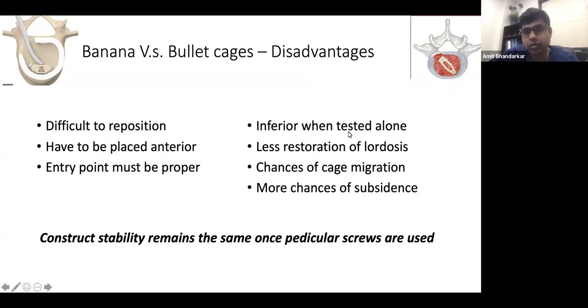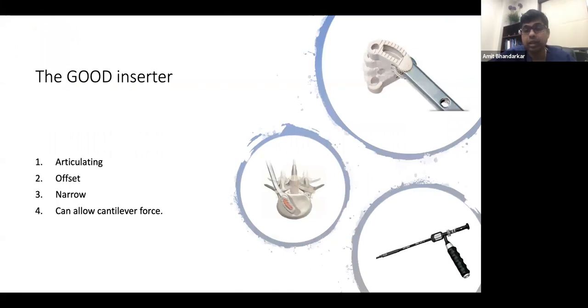There is less restoration of lordosis with the bullet cages. There are chances of cage migration with the bullet cages, and there are more chances of subsidence because it's placed in the central area. The anterior apophyseal ring area is much harder and can bear more stress. Again, the main thing is that the construct stability remains the same once pedicle screws are used, and they give both similar stability.